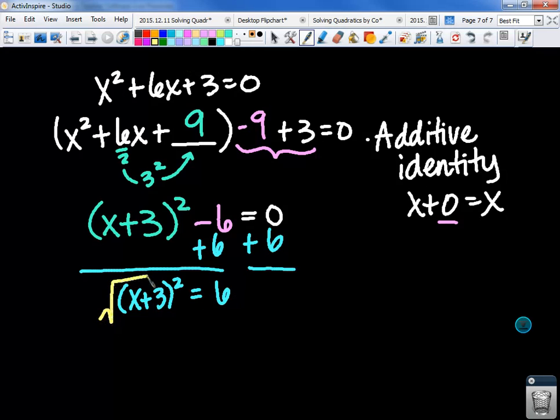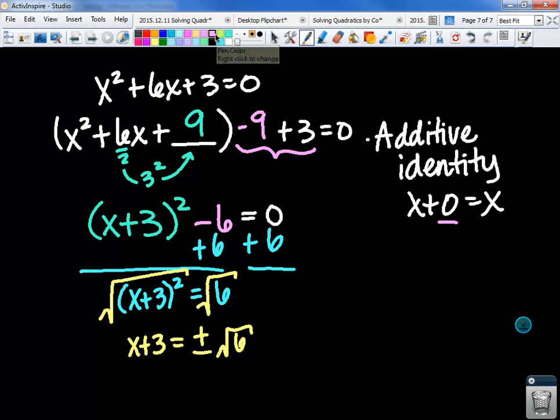I'm going to take the square root of both sides of the equation, canceling out that exponent and leaving me with just the expression that was underneath the radical, the positive and the negative version of the square root of 6. Since 6 is neither a perfect square, nor does it have any perfect square factors, it's going to remain a radical, the square root of 6.